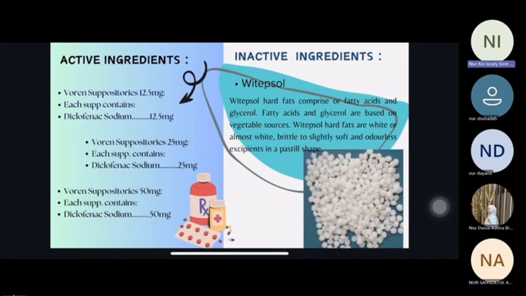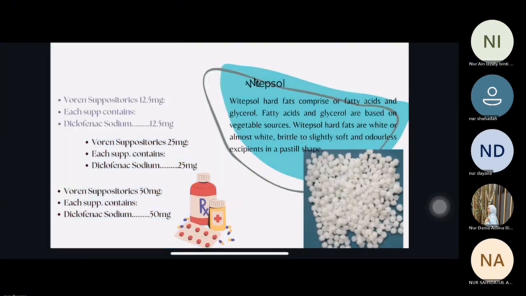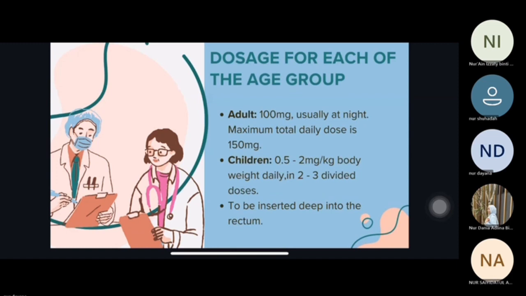White salt hard fats are composed of fatty acid and glycerol. Fatty acid and glycerol are based on vegetable source. White salt hard fats are white or almost white, brittle to slightly soft and odorless excipients in a pencil shape. Dosage for each age group: for adult, 100 mg, usually at night. Maximum total daily dose is 150 mg.